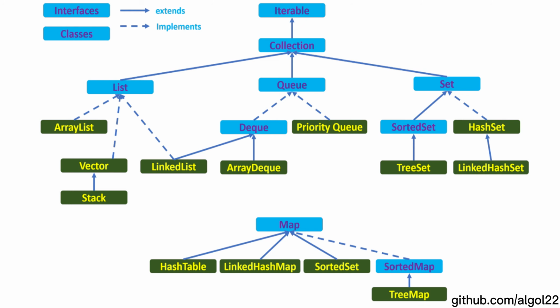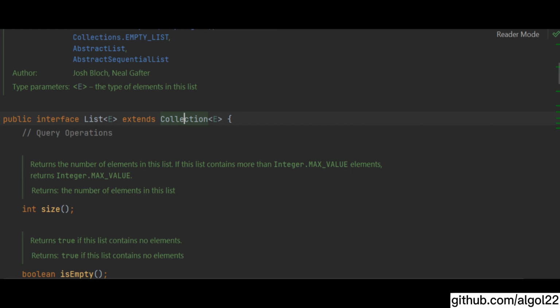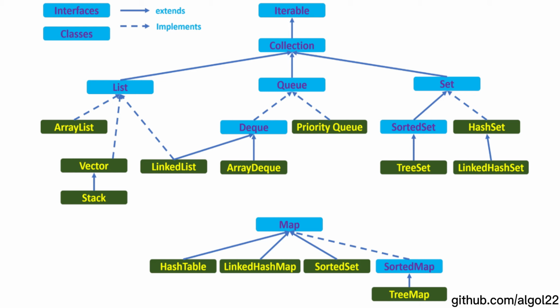So both Collection and Iterable are interfaces, and the Collection interface extends the Iterable interface. And thus we can use an iterator for each of the collections. For example, we can see that interface List extends interface Collection, and the same goes for each of the collections, Queue and Set.